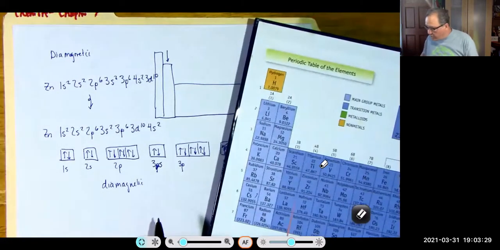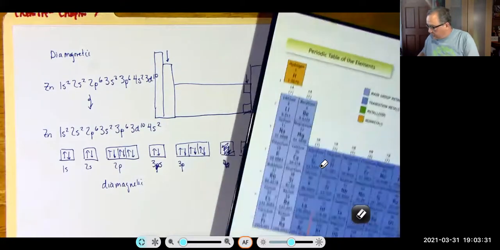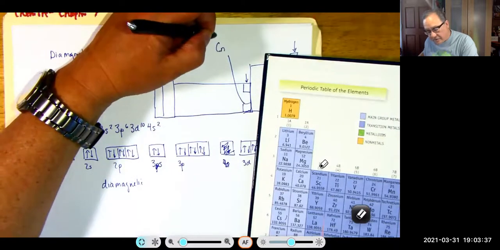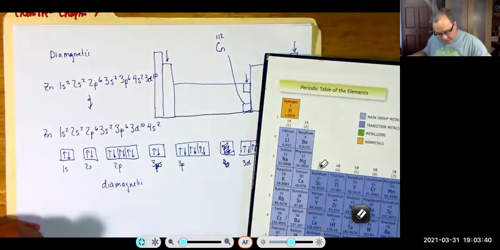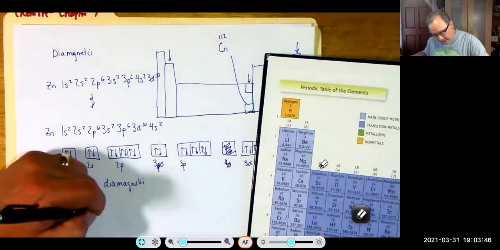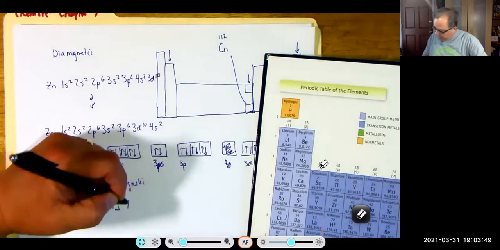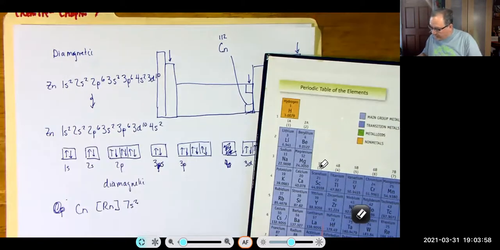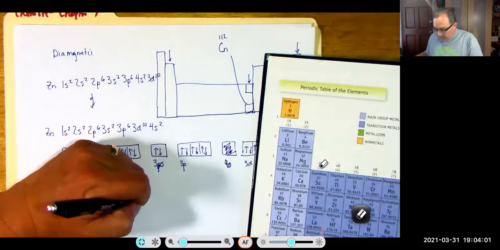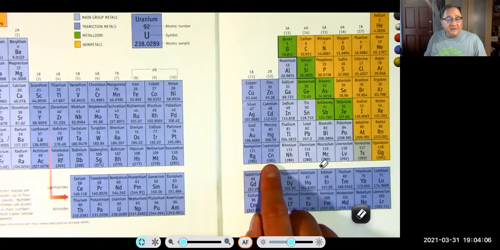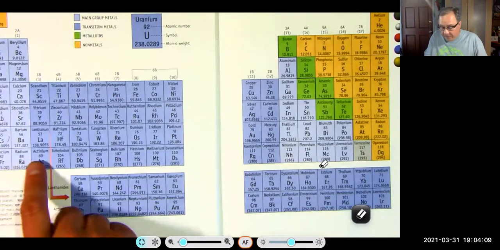That one is copernicium. So copernicium is number 112. And its electron configuration would be radon. So copernicium, Cn, would be radon 7s2, and then we have to go all the way across the d's. Here's copernicium. So I got 7s2, then what would we write down for all of this?